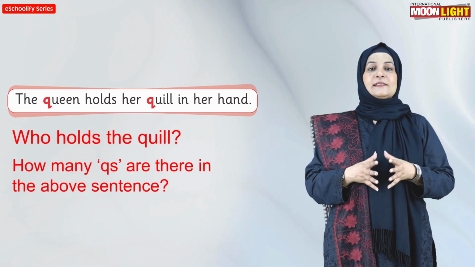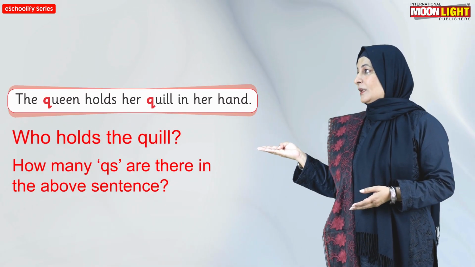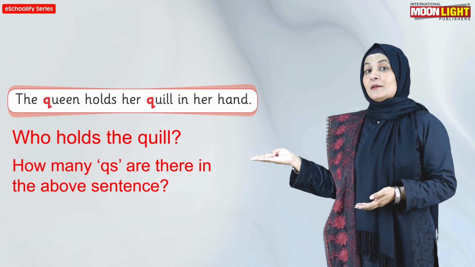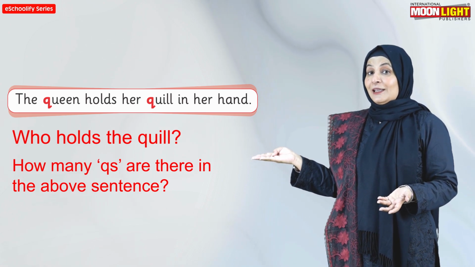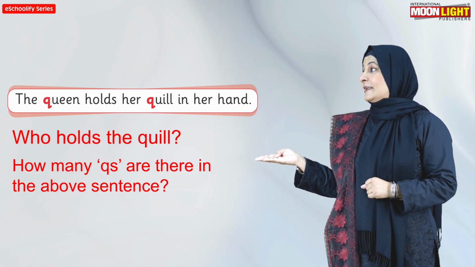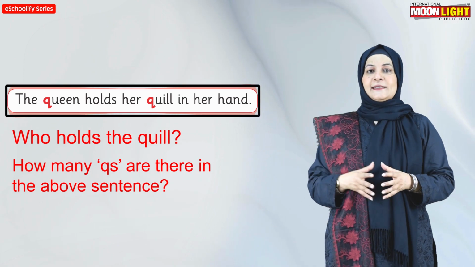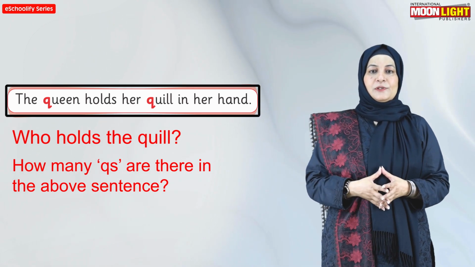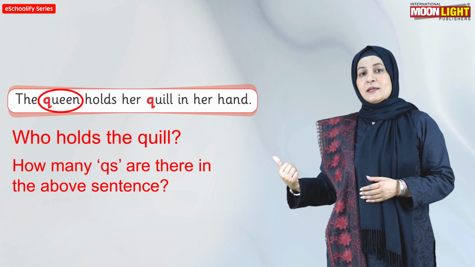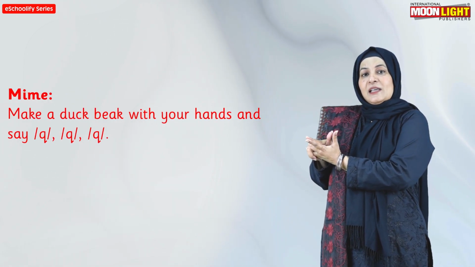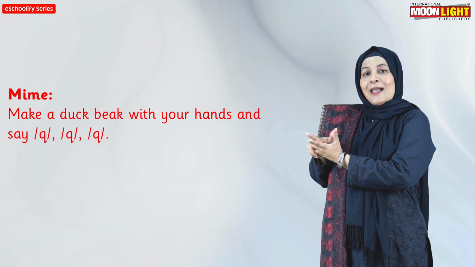After that, ask different questions. Who holds the quill? Queen. Very good. Next, how many Q's are there in the above sentence? Above theme, you could say. Okay? One and two.